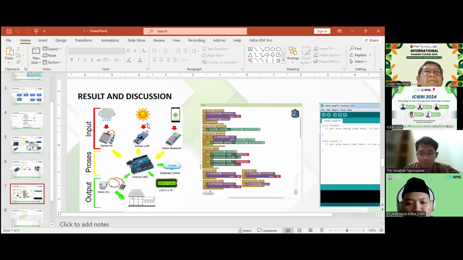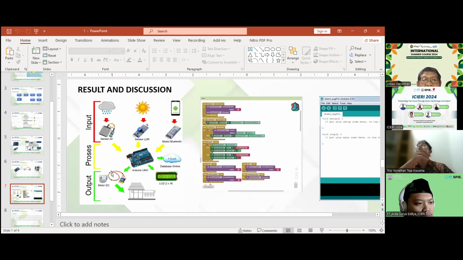This input is a sensor for air humidity (kelembaban) and a sensor for the sun, to detect whether there is any light or not. This is Bluetooth to notify the person if the cloth is indoor or outdoor. This uses an online database.